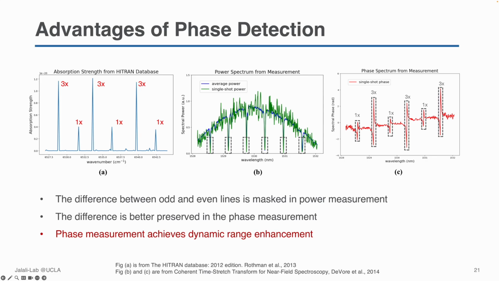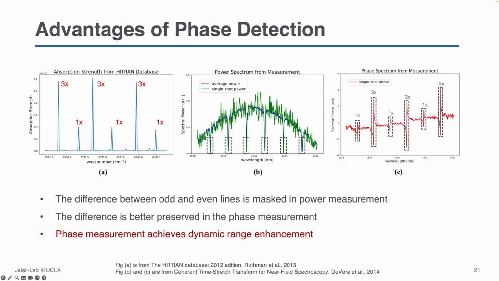According to a theoretical calculation, the even-numbered absorption lines of the acetylene gas are approximately 3 times stronger than the odd-numbered lines. The figure on the left is the absorption strength of the acetylene gas from the HITRAN database, which is calculated with high resolution and precision. We can observe a significant difference between odd and even number lines. However, if we look at the absorption power spectrum measured in the experiment in the middle, the difference between odd and even lines is not reflected in both time average and single-shot measurements because of spectral resolution and noise.